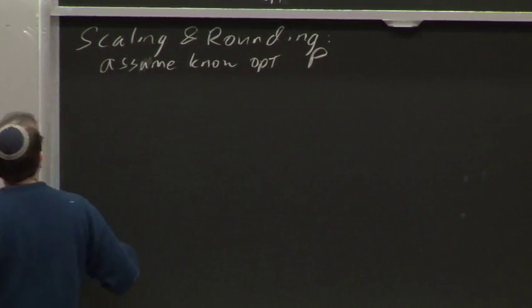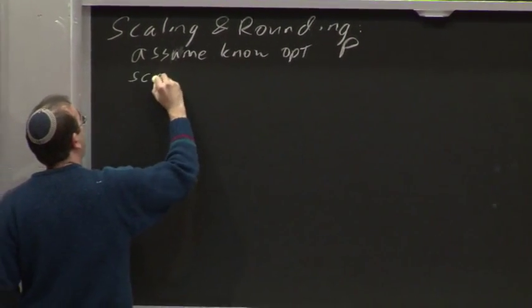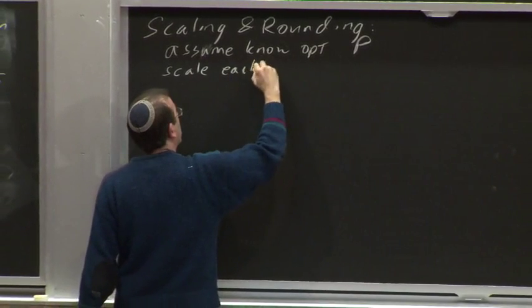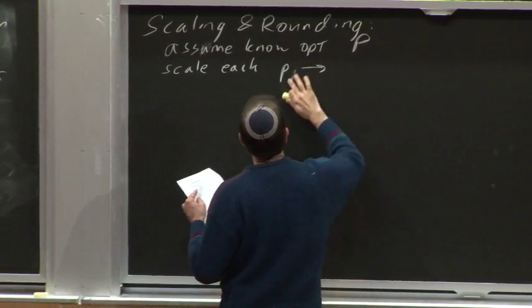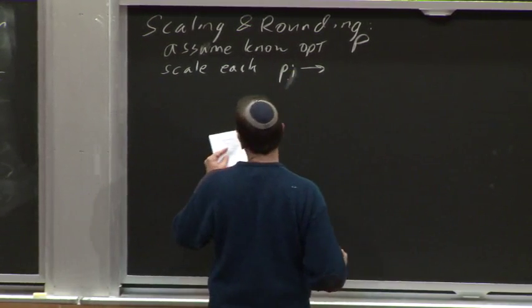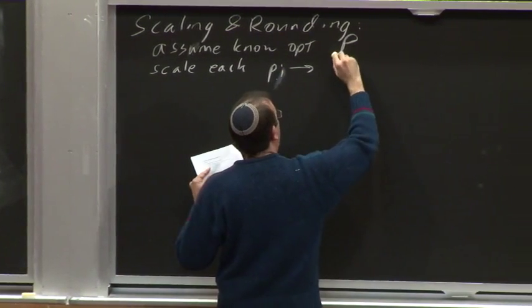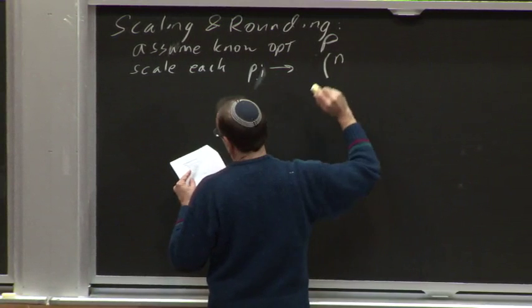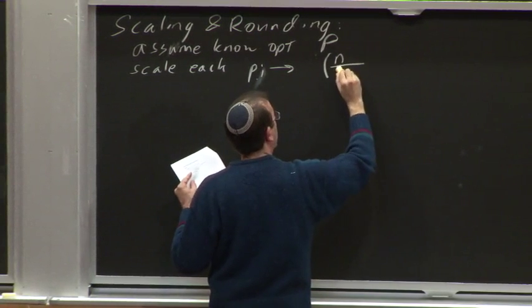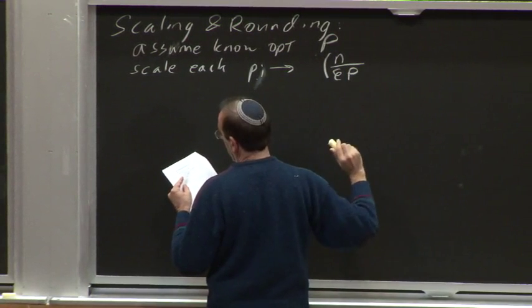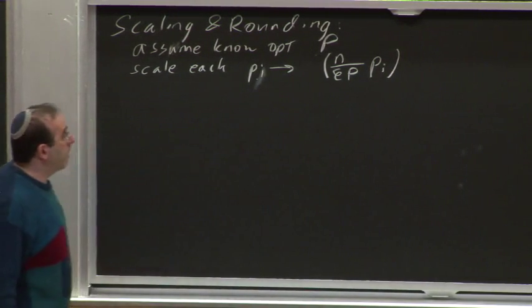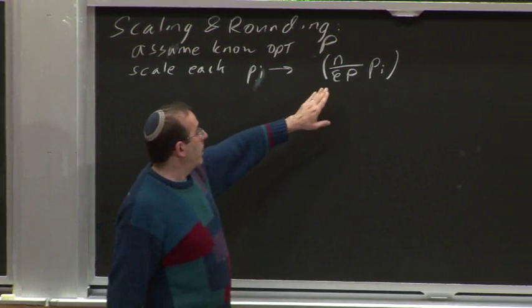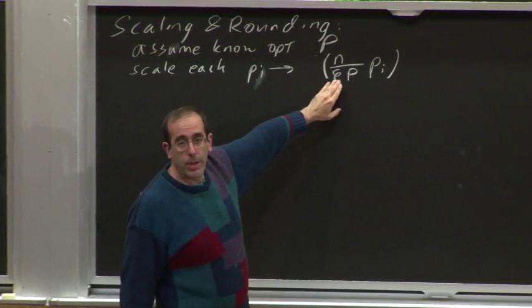Okay. What I'm going to do is scale each price. So each p_j is going to become, let me write p_i because I'm getting really tired of my sloppy j's. I'm going to scale it by n over epsilon p times p_i. And why do I pick this number? Well, this is going to be sort of my target approximation.